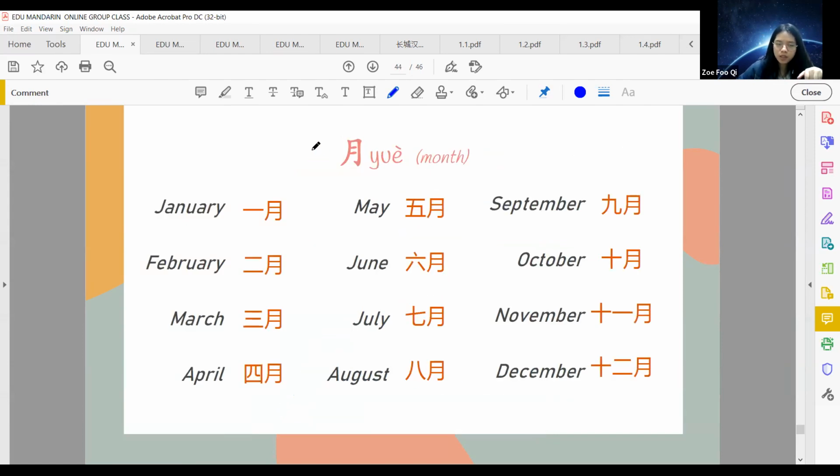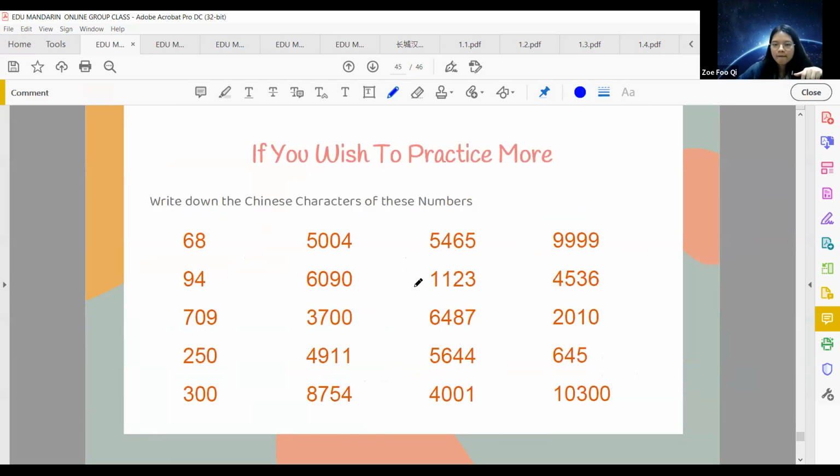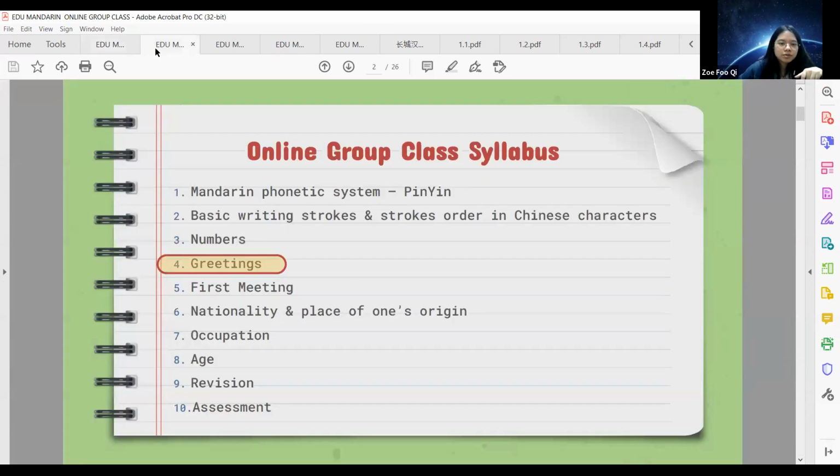Okay, so we put it in front to say which month. Right, so today will be 7月 because it is the 7th month of the year. So this one is 7月, which is July. Okay, so this one you can try. Okay, so this one is the numbers. So the next one is the occupation.